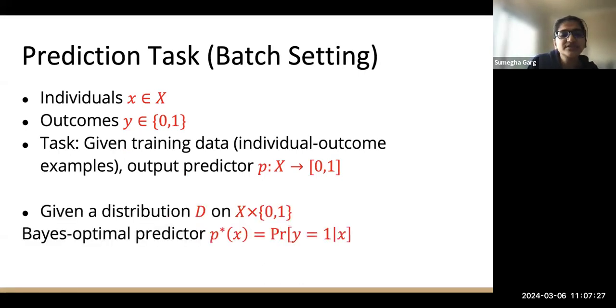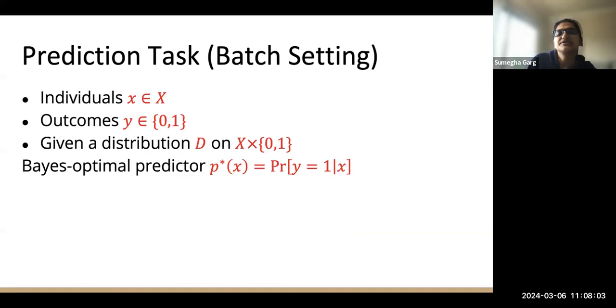So in the distribution setting, let's say we are given a distribution D on the feature vector cross outcome pairs. Then the Bayes optimal predictor is the best we can do given this data; we cannot do better than the Bayes optimal predictor. The Bayes optimal predictor is defined with respect to this distribution D, and for every feature vector X, it predicts the probability that the outcome is 1 given that feature vector, and this probability is taken with respect to the distribution D.